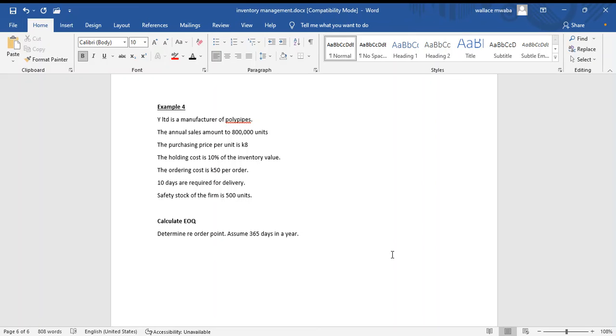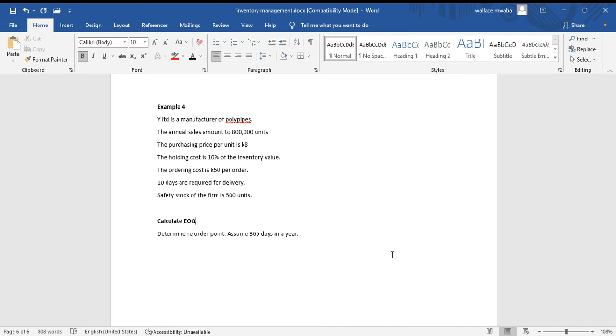On units. The purchasing price is 8 kwacha. The holding cost is 10% of the inventory value. The ordering cost is 50 kwacha per order. All right, 10 days are required for delivery. And safety stock of the firm is 500 units.